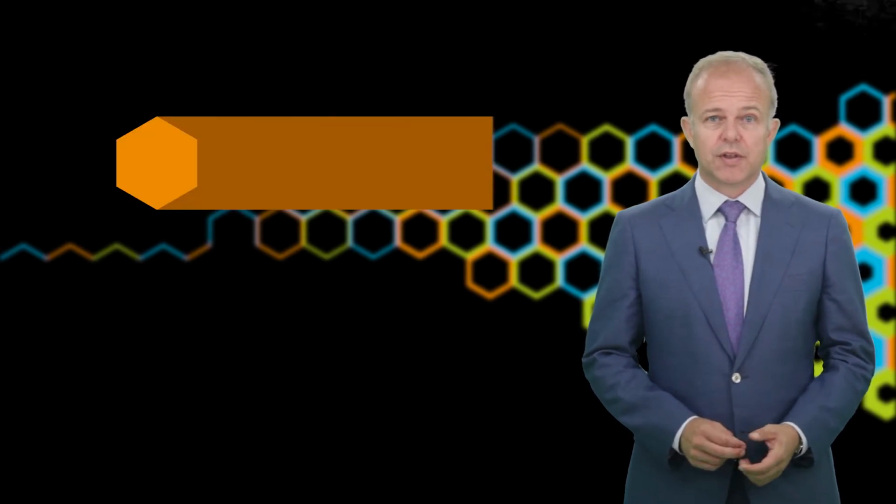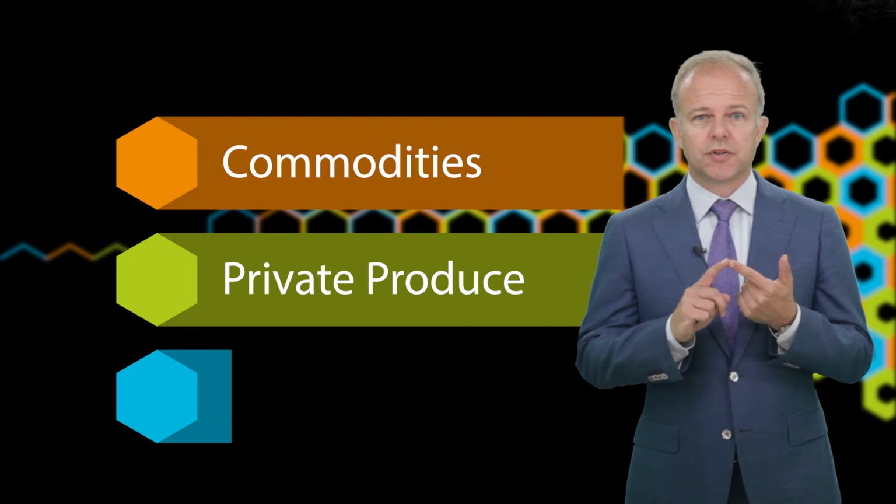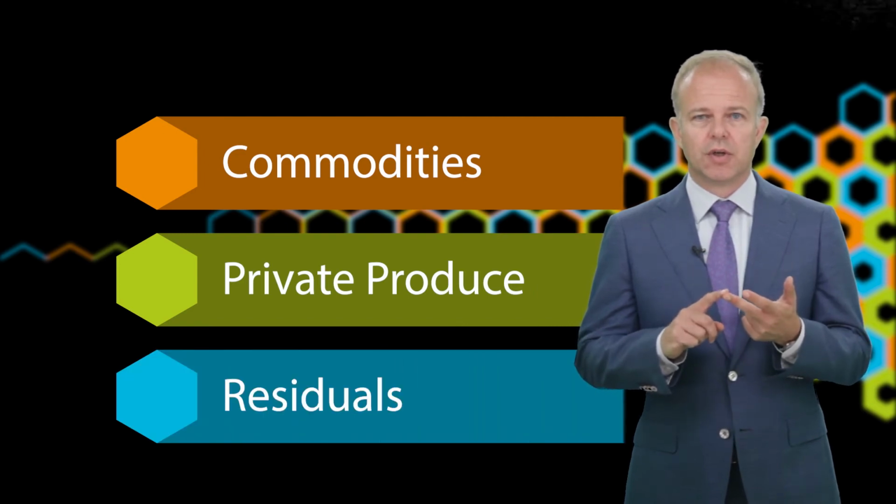In general, the importance of the biomass feedstock to the business case and the value proposition is such that we may justifiably claim that bio-based business is a feedstock game. There are three main types of biomass in terms of strategic consequences: commodities, private produce, and residuals.